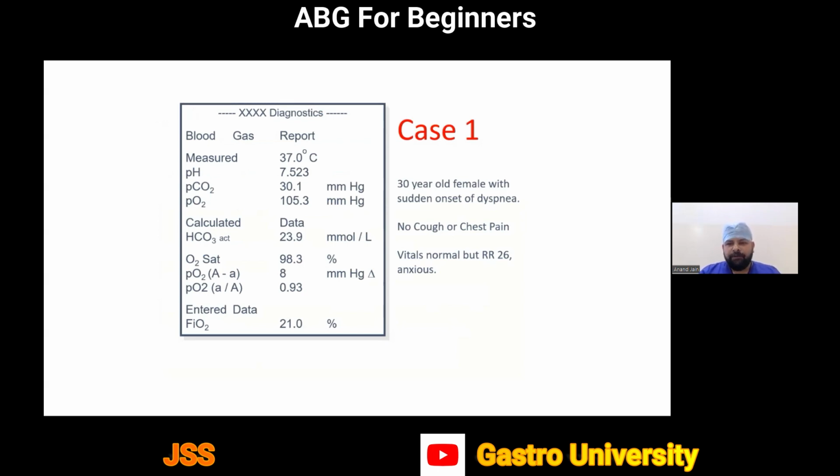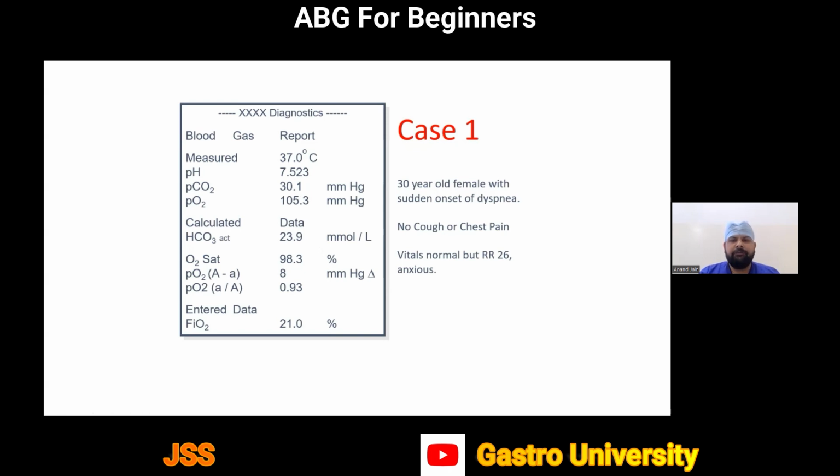A 30-year-old female with a history of sudden onset of dyspnea, no cough or chest pain. Her vitals are absolutely normal, but she has a higher respiratory rate, that is 26, and she is anxious. You ask for an ABG, and this is the ABG report. The pH of this patient is 7.53, PCO2 of 30, PO2 of 105.3, with a bicarb of 23.9. At first instance, what would be the first step?